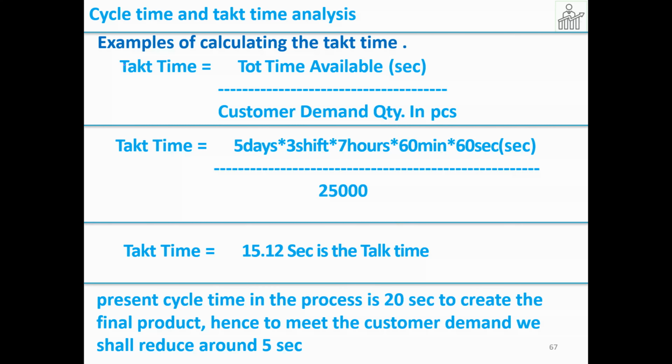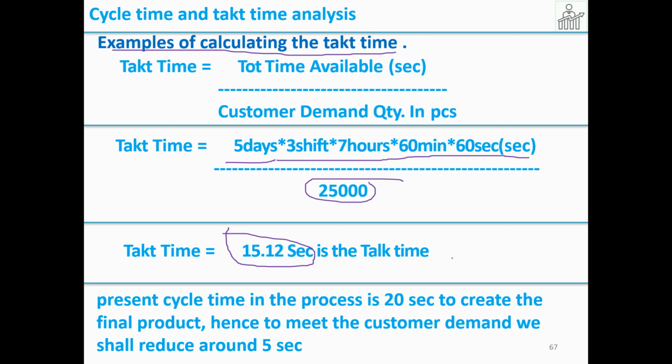So let us calculate. 5 days is the given time. I'm converting the 5 days into seconds. So 5 days into 3 shifts into 7 hours into 60 minutes into 60 seconds divided by 25,000. So my takt time is around 15.12 seconds. This is the customer time. So what is the meaning of 15.12 seconds? Every 15.12 seconds, one OK part should come out. Therefore, you can meet 25,000 quantity within 5 working days.